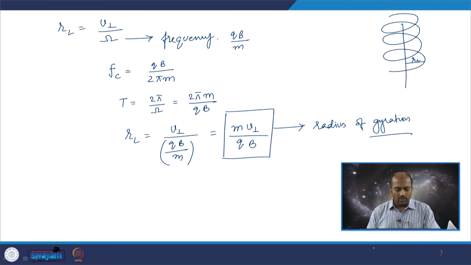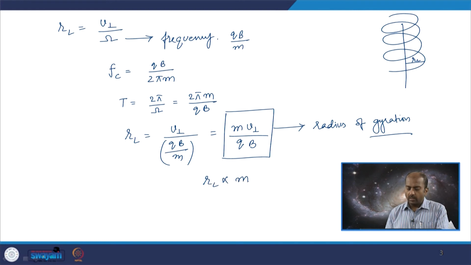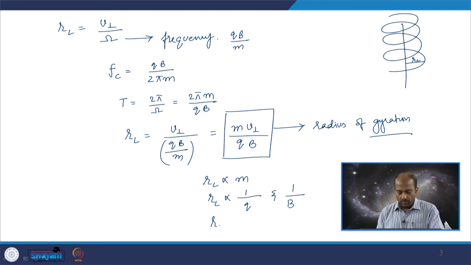Okay. Now, what is specific about this radius of gyration? Radius of gyration is proportional to the mass of the particle and is inversely proportional to the charge and to the amount of magnetic field that you apply. And radius of gyration is proportional to the perpendicular velocity of the particle. That means the more the mass, the ions will have larger gyration radii and the electrons will have a smaller radius of gyration. So, the electron circle will look like this and the ion's radius of gyration will look like this.